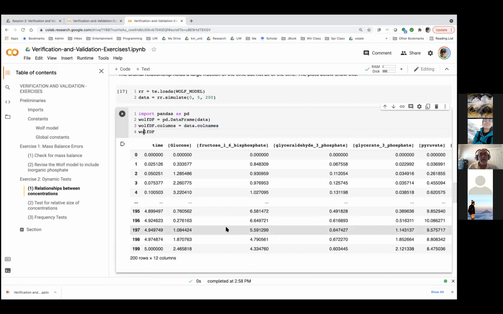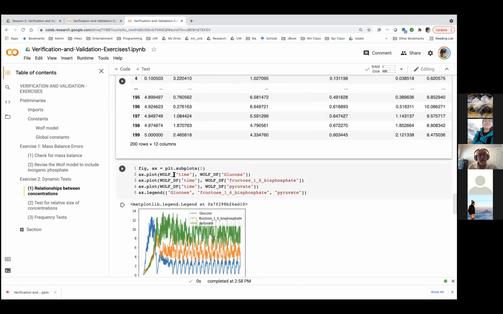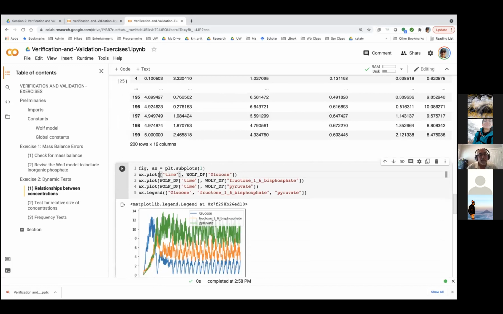So now we've created the data frame. It has this nice format over here. And now I'll replace what I had before, which was the wrong one. Wolf df, that was the one with all the error stochastics in it to introduce some error modeling.